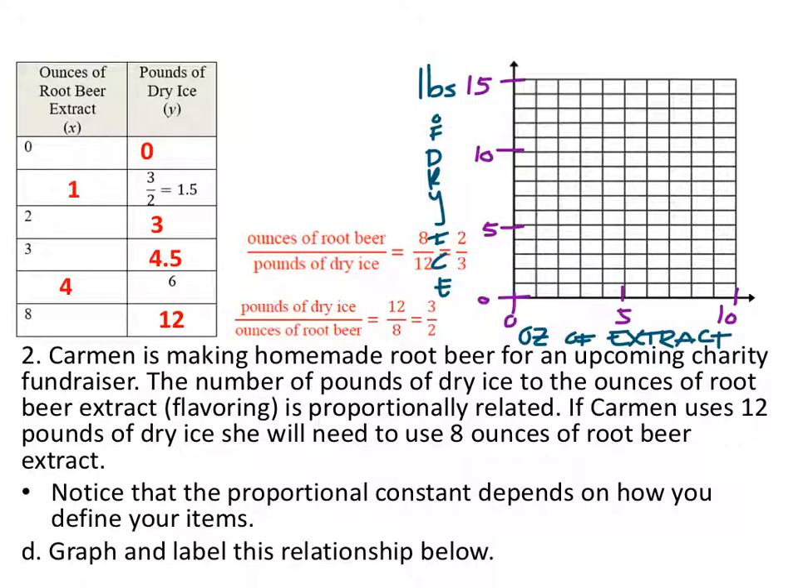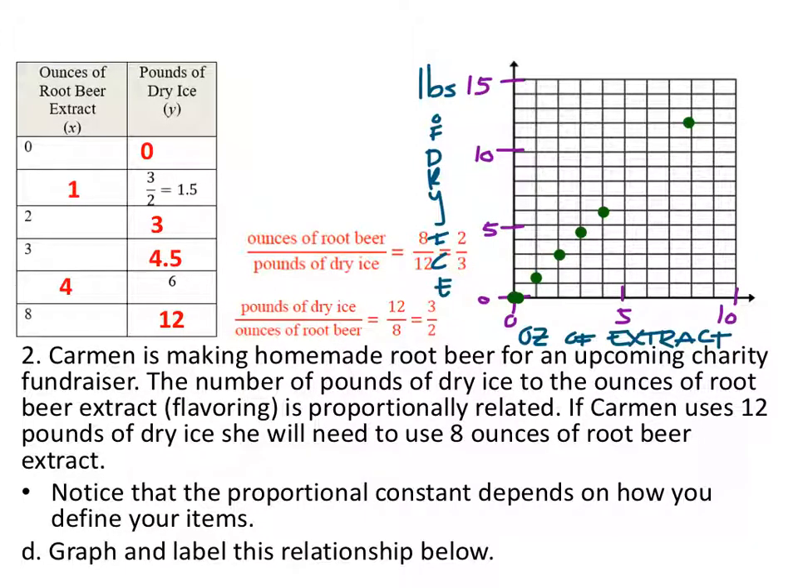And from here we'll graph these points that we have from the table. So starting with 0, 0. And then 1 was 1.5, which is right between 1 and 2 for the y value there. And then 2 was 3 pounds of dry ice, and 3 ounces of extract for 4.5 pounds. 4 ounces of extract for 6 pounds would be right here. And then 8 ounces for 12 pounds. Looks like it's up here.